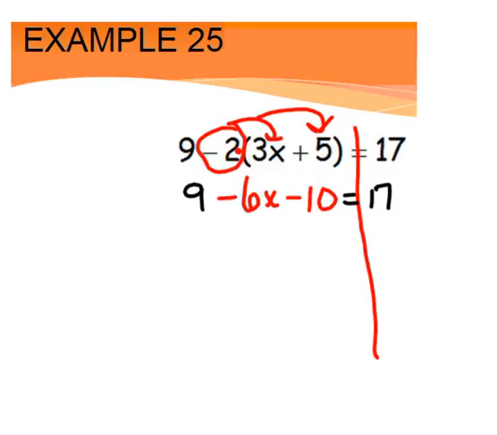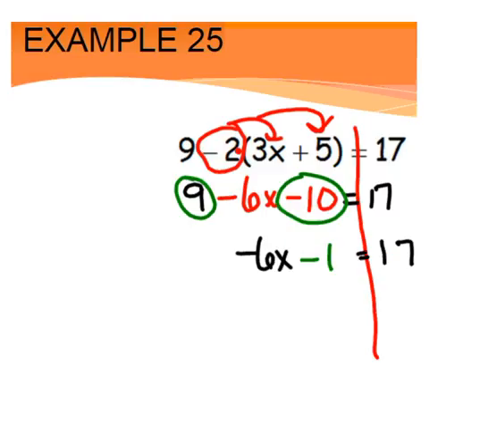After the distribution, we want to combine like terms. So I have to look for like terms on this left side of the equation. I have a constant, a term with x, and then another constant. These constants can be combined because neither of them have a variable. However, this negative 6x has a variable of x, so therefore it cannot be combined. So the 9 and negative 10 are going to give us negative 1. And then I can bring down the negative 6x, and the equals 17.